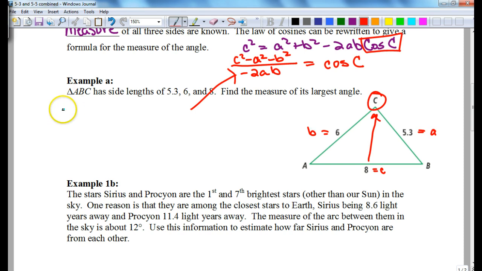So it'd be 8 squared minus 5.3 squared minus 6 squared. That's going to be over negative 2 times 5.3 times 6. Or are you just skipping a step?